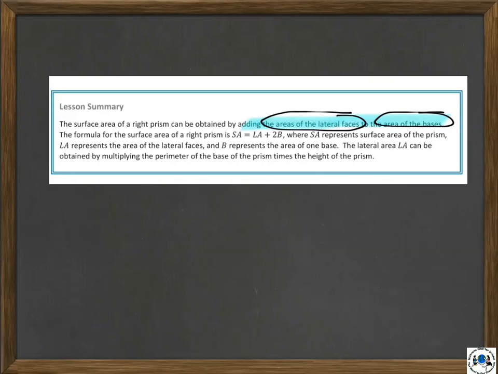The formula for the surface area of a right prism, which we talked about, is SA equals LA plus 2B, lateral area plus 2 of the bases, where SA represents the surface area of the prism, LA represents the area of the lateral faces, and B represents the area of one base. And we have two bases. The lateral area, LA, can be obtained by multiplying the perimeter of the base of the prism times the height of the prism, and that's one of the last things we did in this lesson.